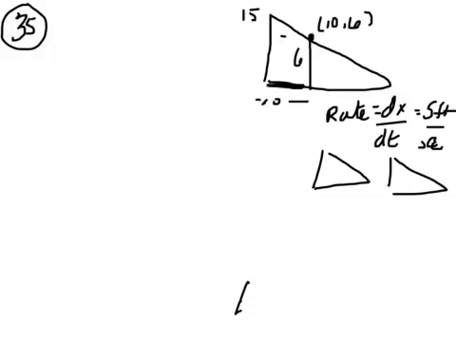Okay, problem number 35 is about shadow length, and it talks about a man who is 6 feet tall, and he's walking at a rate of 5 feet per second away from a light that's 15 feet above the ground. So the 15 feet right up here represents the height of the lamp post. Now he's walked away to like 10 here, okay?